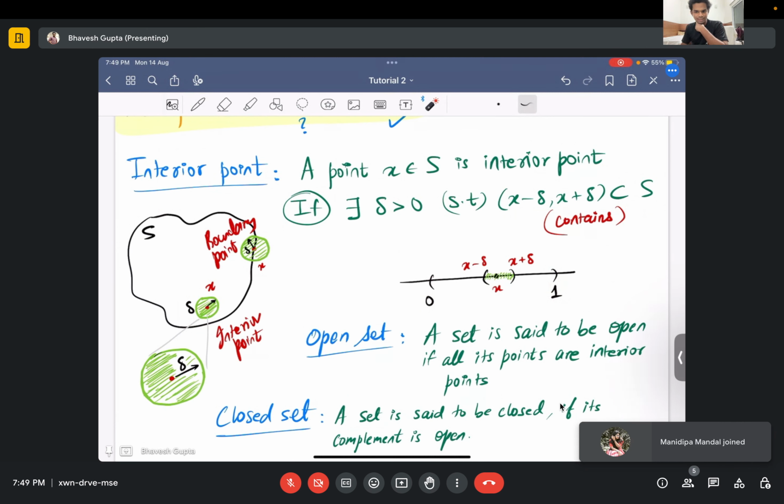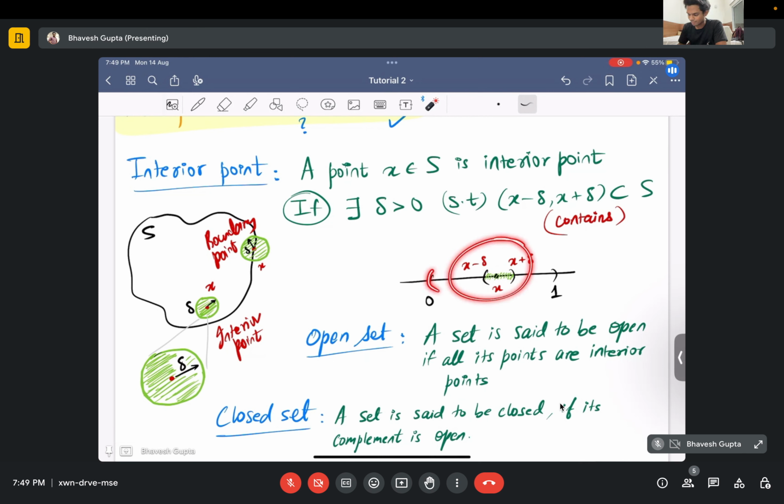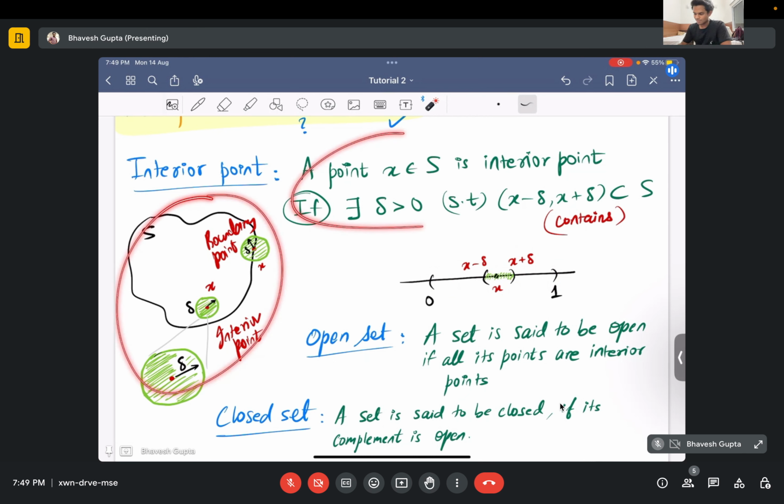This point is called an interior point because I can always construct a small subset around this interior point, and this set is contained inside the bigger interval. So this is the definition of an interior point, and this is how we illustrate it using this diagram, using this epsilon delta definition, and here is an example.